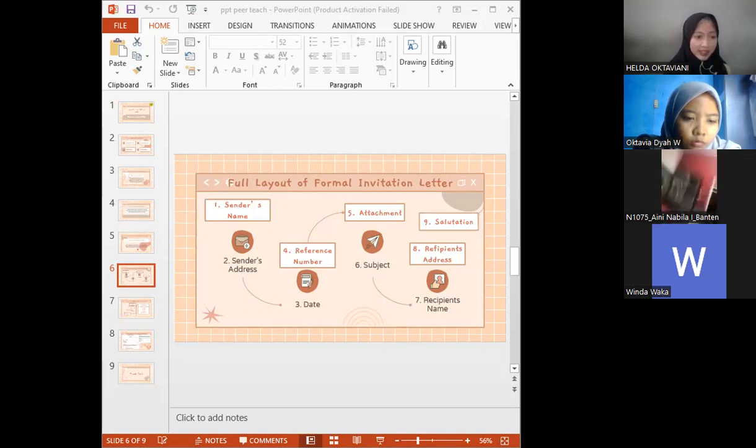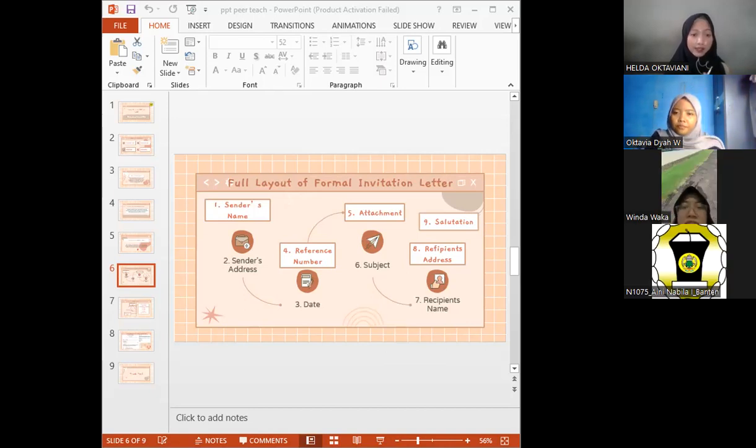And next, after the date, is the reference number or the index of the letter. In a formal invitation, you must write the reference number to make it valid. We have to put the number of the letter, for example, the number, then the code or index, and the year.